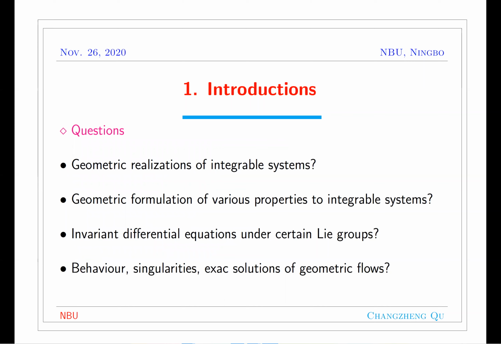The main talk is based on the following questions. The first is geometric realizations of the integrable systems. Second is the geometric formulation of the various properties of integrability, such as the Lax pair, Miura transformation, and the recursion operator. Also, we would like to know some of the different invariant differential equations under the given Lie groups. We are also interested in the behavior, the singularities, and the exact solutions of the geometric flows.